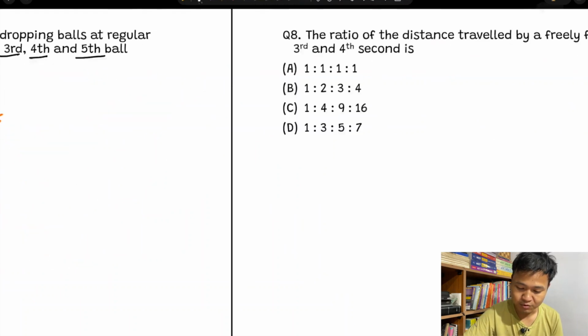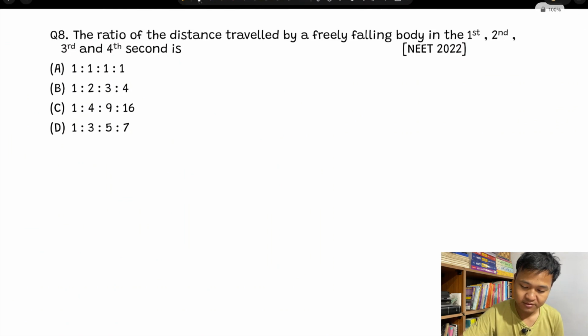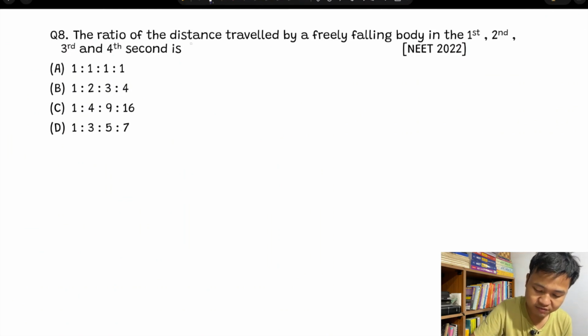Okay, so let's solve one more question. This is from the medical exam, 2022. The question: the ratio of distance traveled by a free falling body in the first, second, third, and fourth second. Okay, so this is a little bit lengthy. So I have a body, and it is released. The question is asking what is the ratio of distance traveled in the first second.